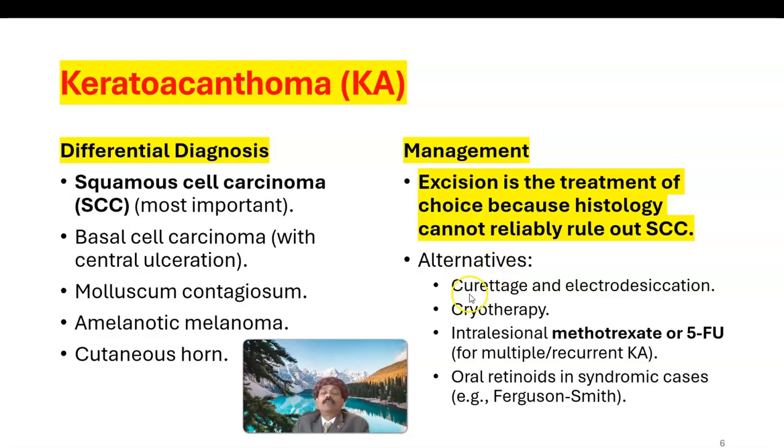Alternatively, curettage and electrodesiccation, cryotherapy, intralesional methotrexate or 5-fluorouracil for multiple recurrent keratoacanthoma, and oral retinoid in syndromes like Ferguson-Smith syndrome. So this is a vitamin A derivative.